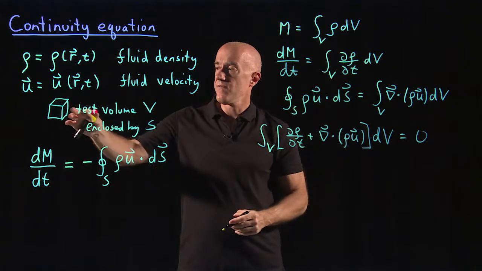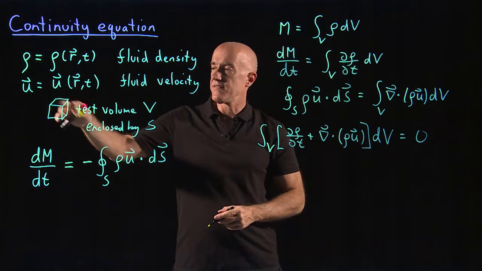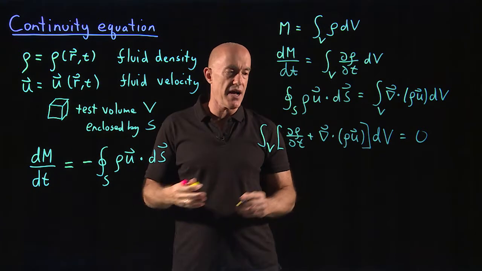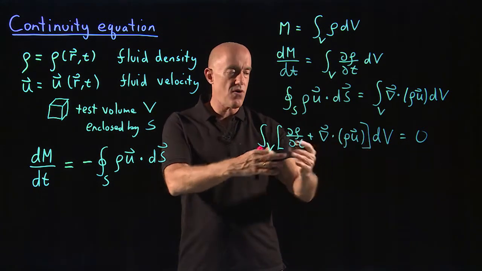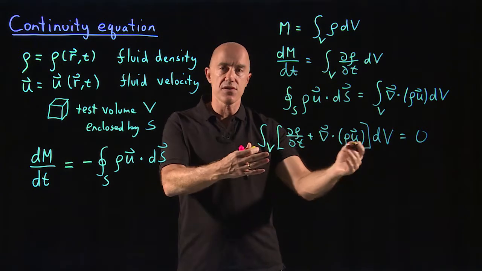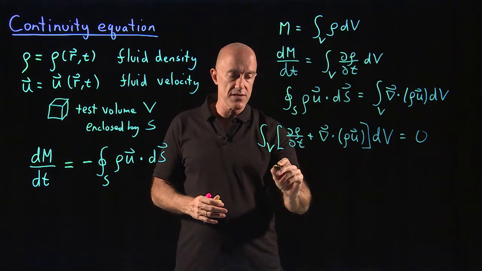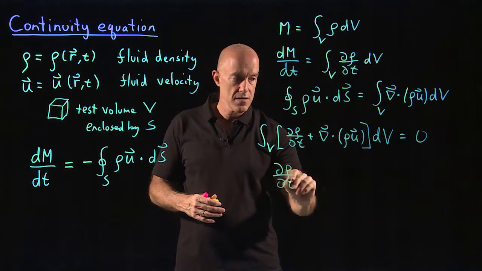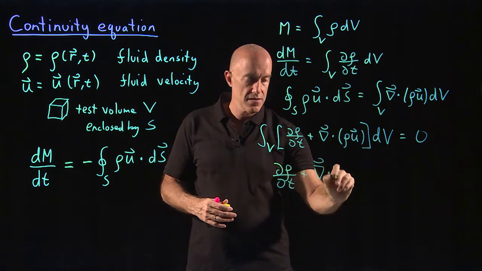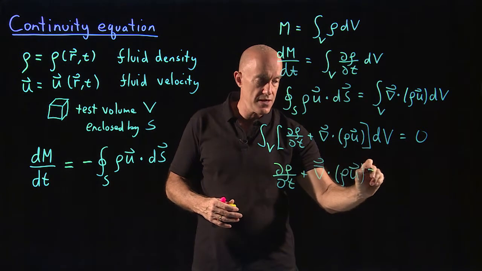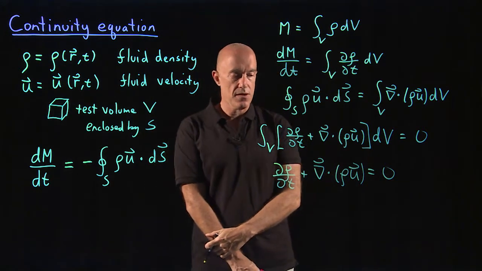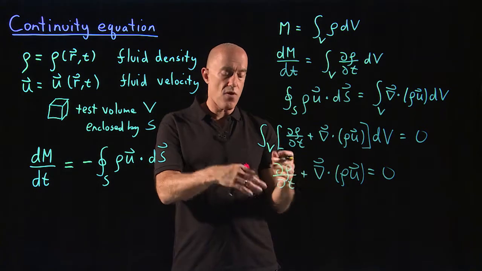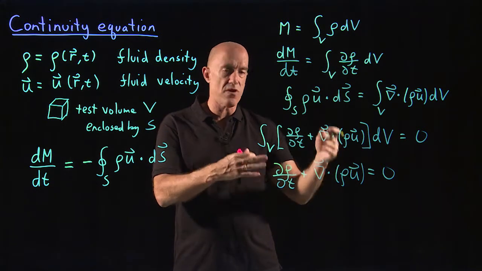Okay, this is true for any test volume. The test volume can be anywhere in the fluid flow. It can be any shape, any size. The only way this is true for all volumes V is if the integrand equals 0. So that gives us the usual form of the continuity equation, which is partial rho partial t plus del dot rho u equals 0. Okay. That is the standard form of the continuity equation.